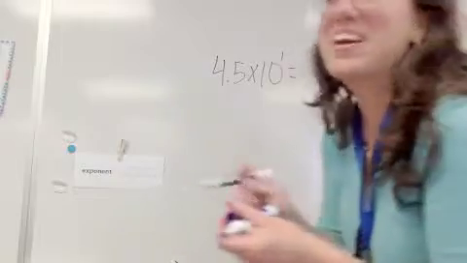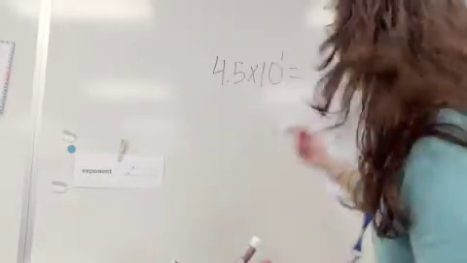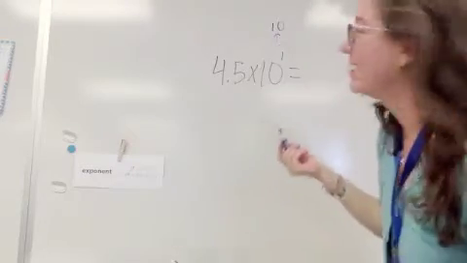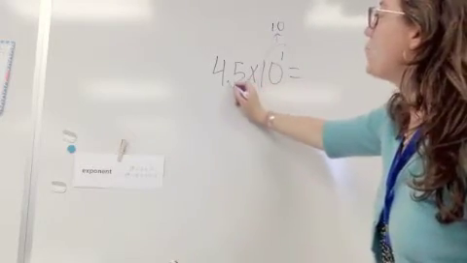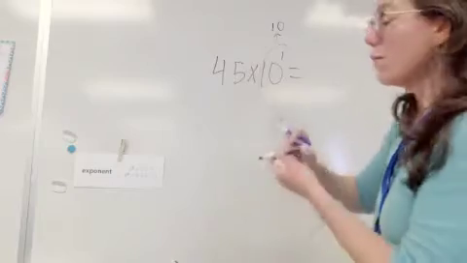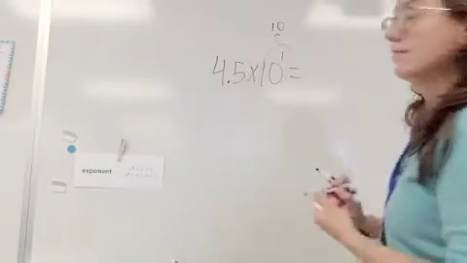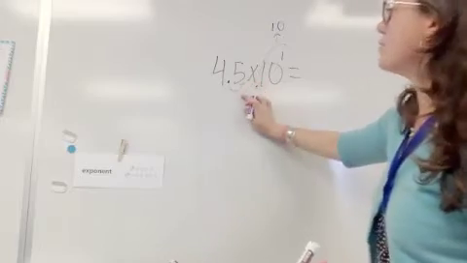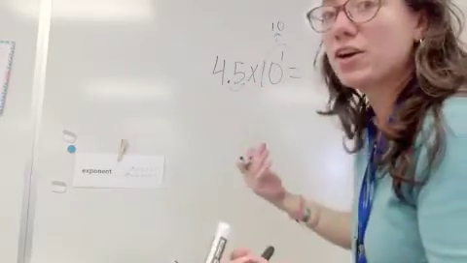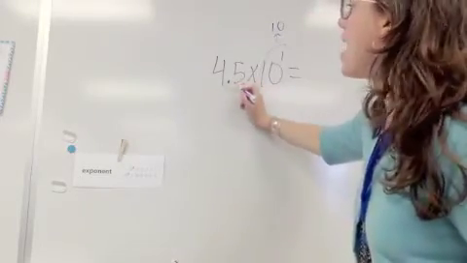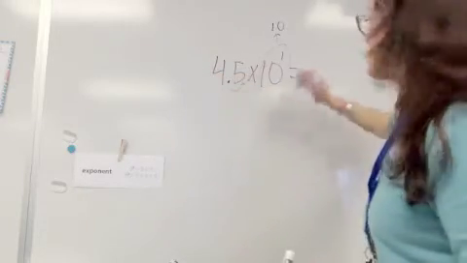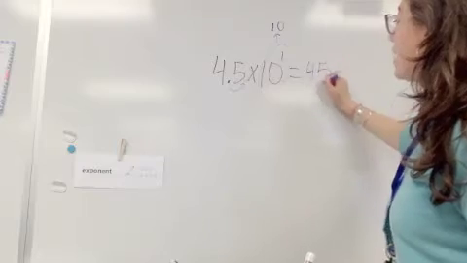Some of you got this right away. Miss Miller, you're trying to trick us, right? 10 to the power of 1 just means 10. So 4.5 times 10, we're getting 10 times bigger. Remember what we do with the decimal point. Our place value moves 1 over to the right because the number is getting 10 times bigger. Instead of 4.5, this whole number is shifting and it becomes 45.